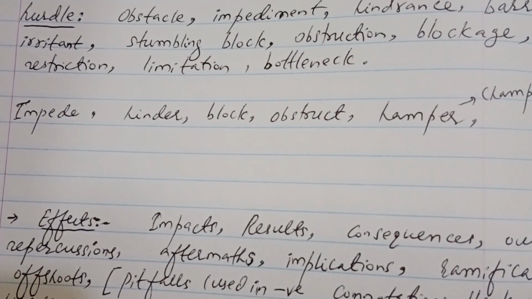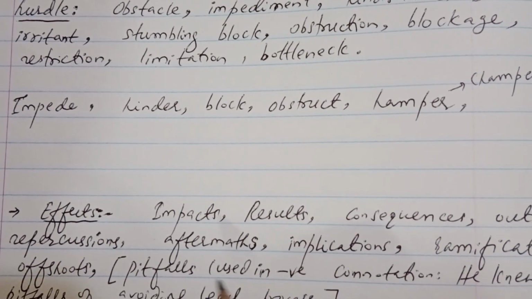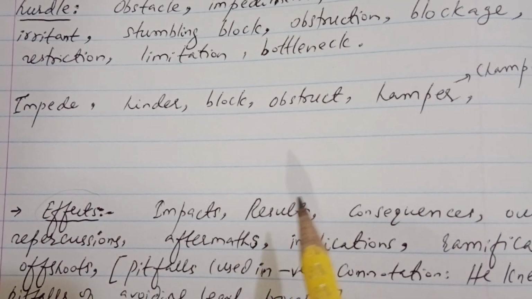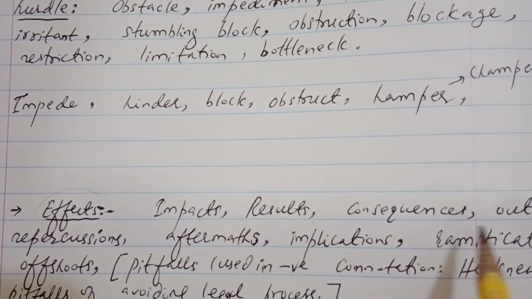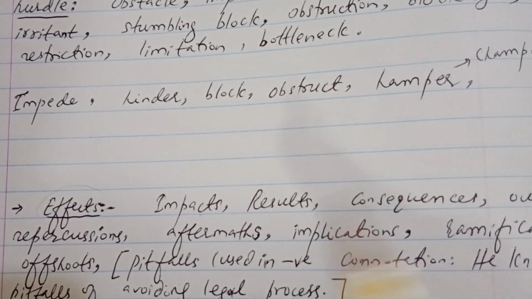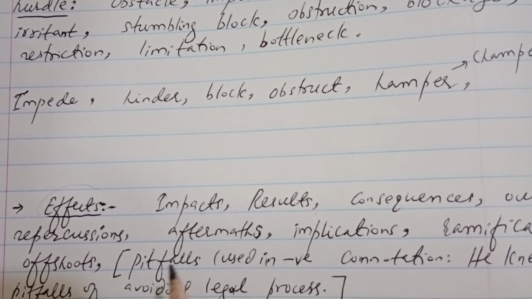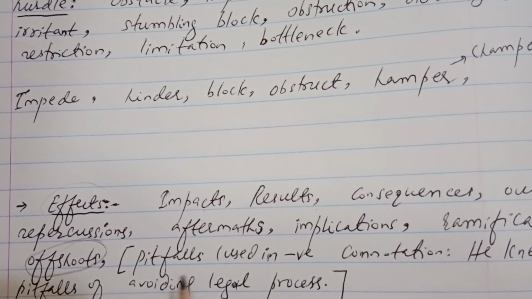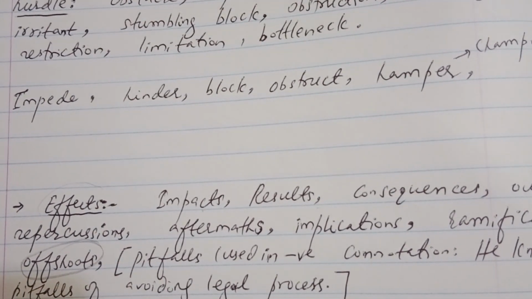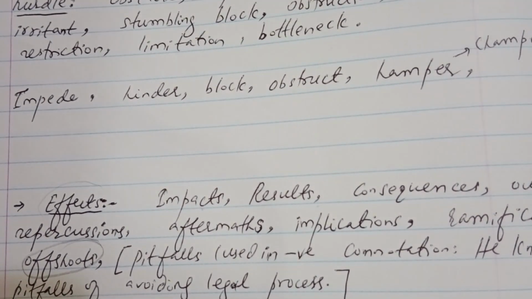And let's see what are some of the words for the word effects. So these are some of the synonyms: impacts, results, consequences, outcomes, repercussions, aftermaths, implications, ramifications, offshoots. See, this offshoots is a negative word, it means pitfalls, used in negative connotation. So this is the work that you have to do.